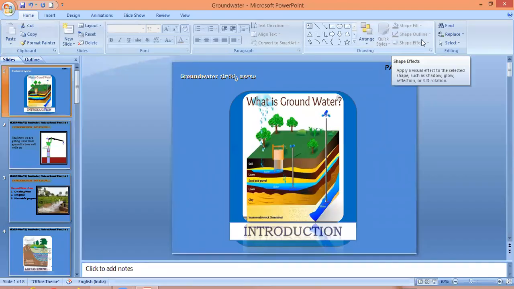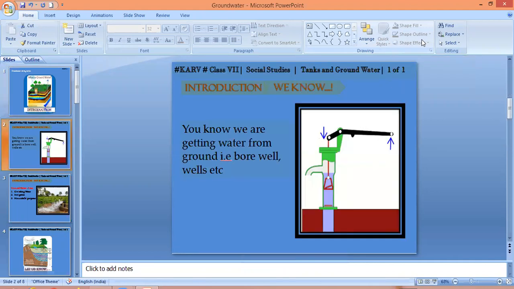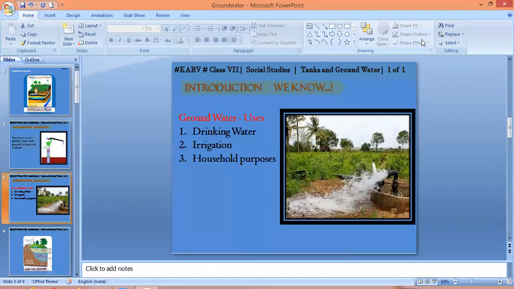Today we will see the third lesson, groundwater. Now, you all know that we are getting water from the ground. In every house we have bore wells and wells. When we dig the ground, we find some water. So we bring that water and use it for our purposes. We use the groundwater for drinking, and in the fields also we put bore wells and bring the water up and use it for irrigation and also for household purposes.